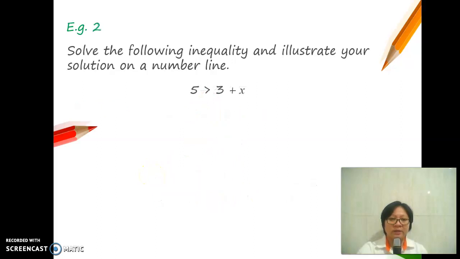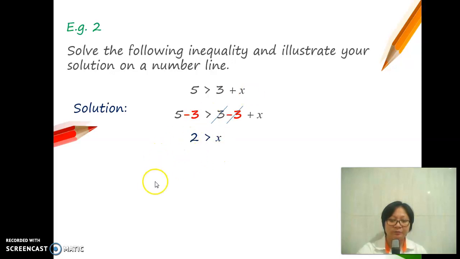So the second example. What if the linear term is on the right side of the inequality symbol? So first we need to isolate the linear term by using the balance method. And then we simplify. So we get 2 is more than x. I want to put the linear term on the left side. So I reverse the order.